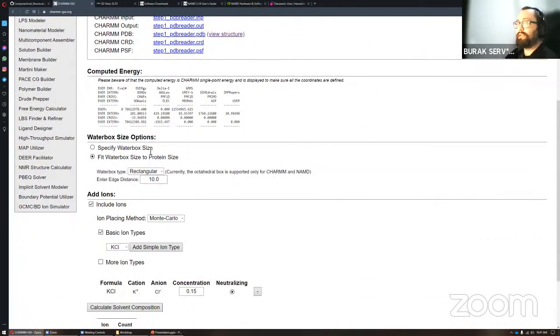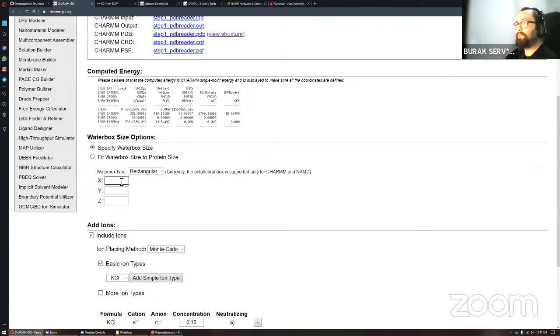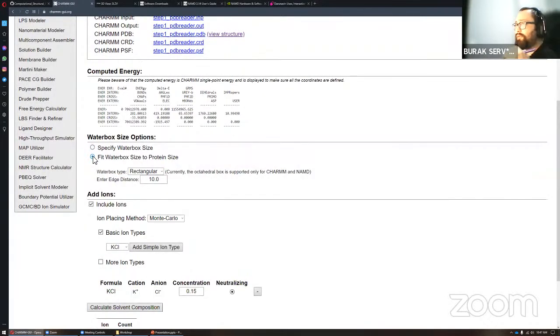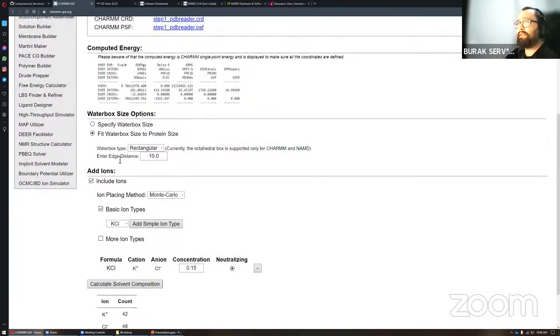Now, water box size. You can use a specific water box size. For example, you can type here 50 for X, Y, and Z. But I want to continue with fit water box size to protein size because CHARMM-GUI can automatically find the right area for your structure, and there will also be fewer atoms for our molecular dynamics simulation. You can also change the water box type, but I want to continue with the rectangular one. And this is the edge distance for the water box. You can change this, but 10 angstrom is enough.